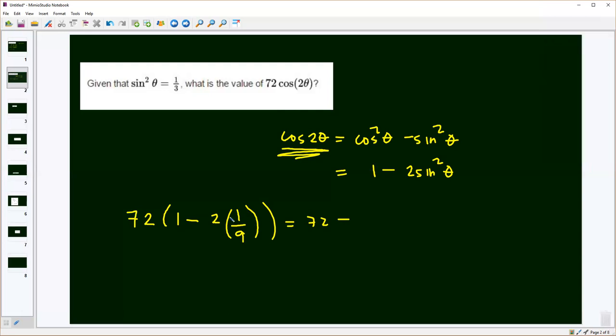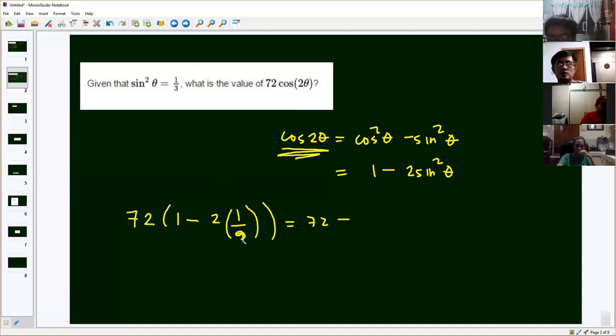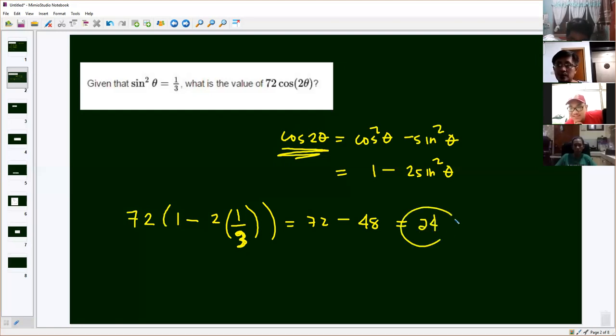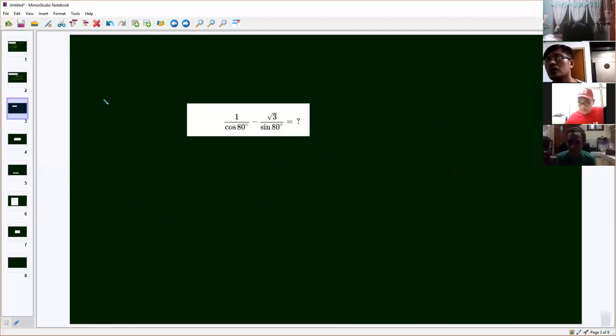Iba 1/3. 1/3. Sine squared na. Sine squared na siya, yes. Sine squared na siya. So 72 divided by 3 is 24 times 2, 48. 24 oras. 24 oras. Sabi ni Jules. Okay, good. So warm up. Next, last warm up. Hold up.